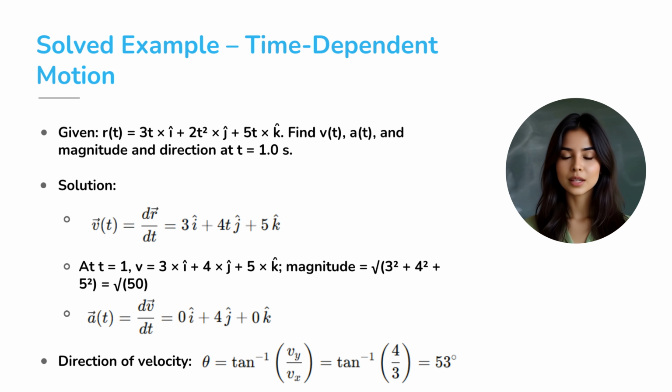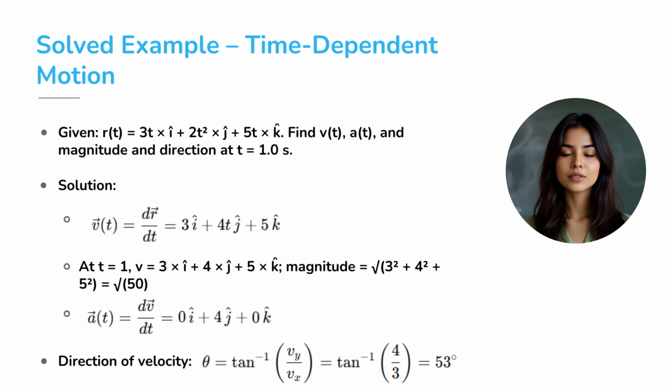Step 3. Finding the magnitude of velocity. The magnitude of the velocity vector is found using the Pythagorean theorem. The magnitude is the square root of 3 squared plus 4 squared plus 5 squared, which is equal to the square root of 50. Step 4. Finding the acceleration. Next, we differentiate the velocity vector to get the acceleration vector a of t. a of t equals the derivative of v of t with respect to t, which results in a of t equals 0 times i hat plus 4 times j hat plus 0 times k hat. So, the acceleration is constant in the y direction.